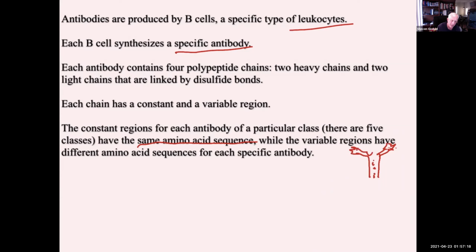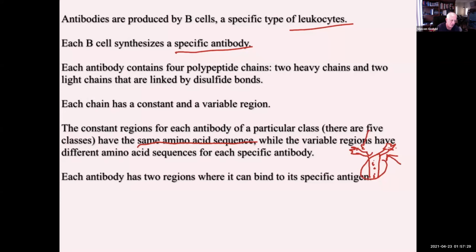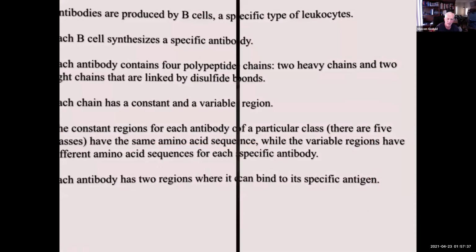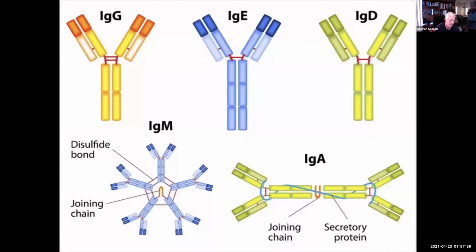So this is all the same, and then these are your regions that are able to be modified, with different amino acid sequences for different specific antibodies. So each antibody has 2 regions where it can combine to a specific antigen. This is what they look like: IgG, immunoglobulin G, immunoglobulin E, D, M, and A. 5 different types. And you see, this is all the same.